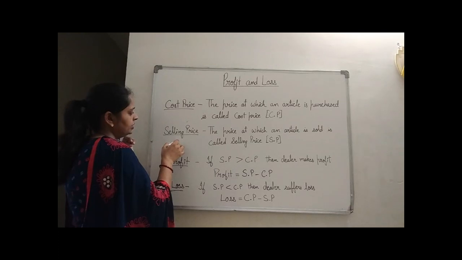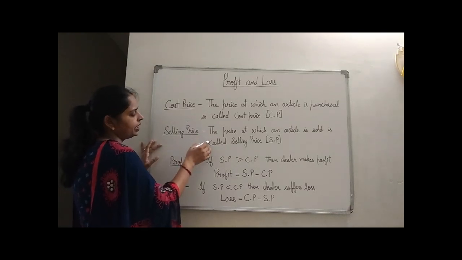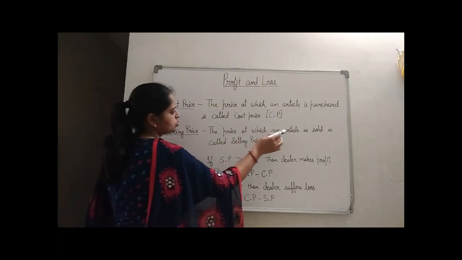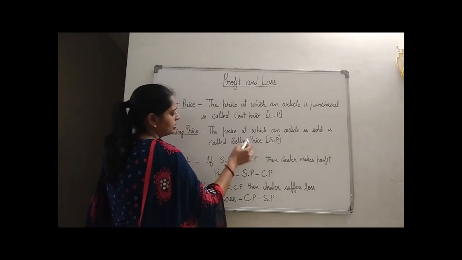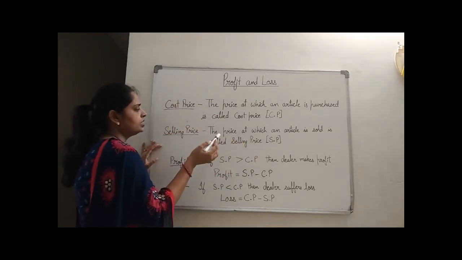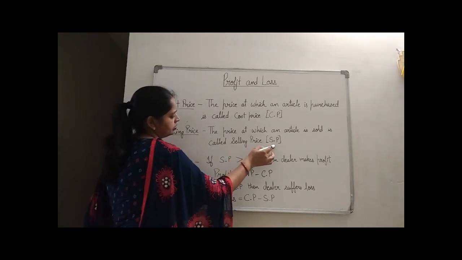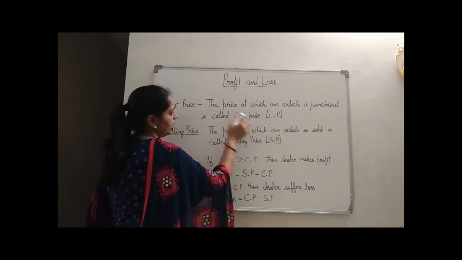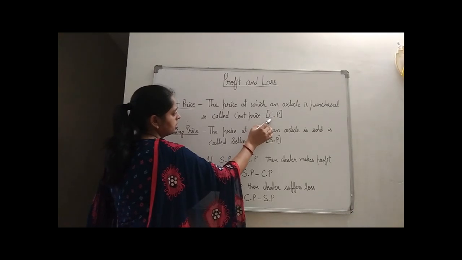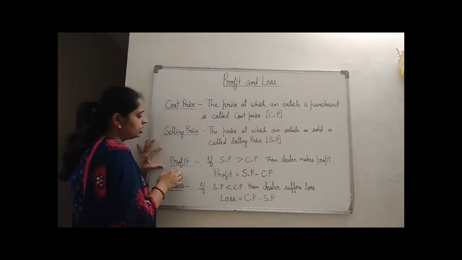Then the second term is selling price. The price at which an article is sold is called the selling price. Like a shopkeeper is selling something, so that is the selling price for the shopkeeper, and the term we are using as SP, and for the cost price we are using CP. Then comes the profit.